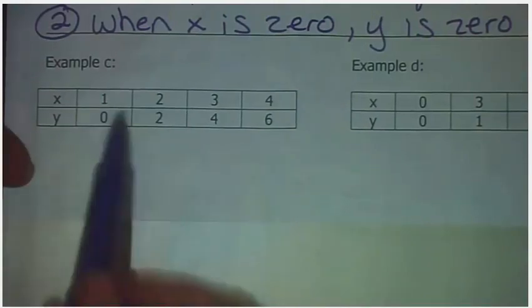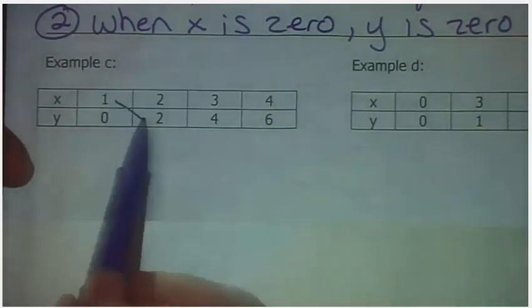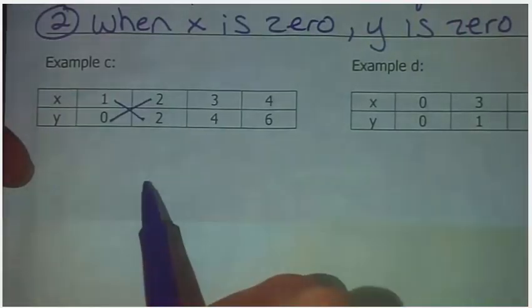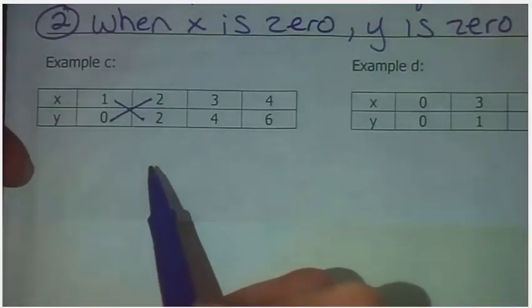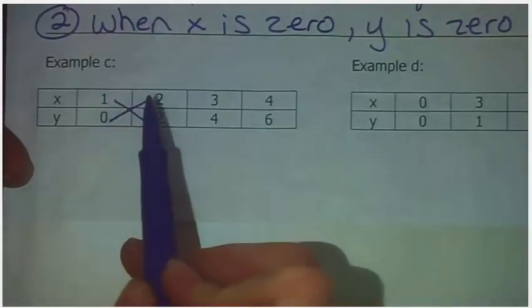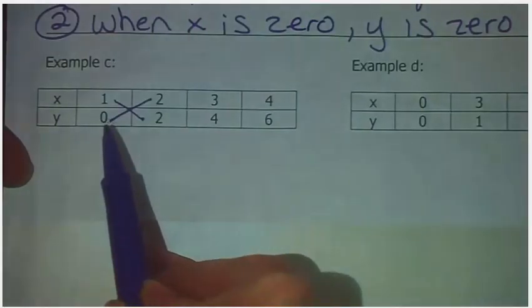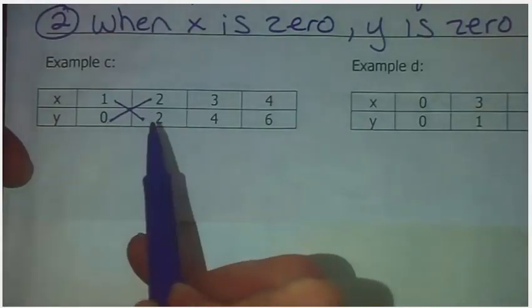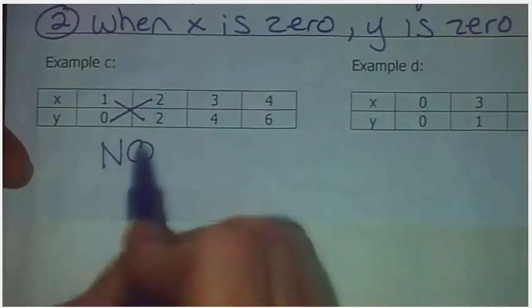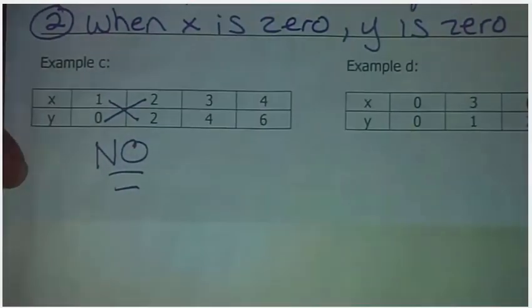Let's look at cross products. What's 1 times 2? Well, that makes 2. What's 0 times 2? Well, that makes 0. So our cross products are not equal. And then look and see what happens when I double the X. Do I also double the Y? 0 times 2 is still 0. So that didn't work. So this is an example of a situation that is not direct variation.